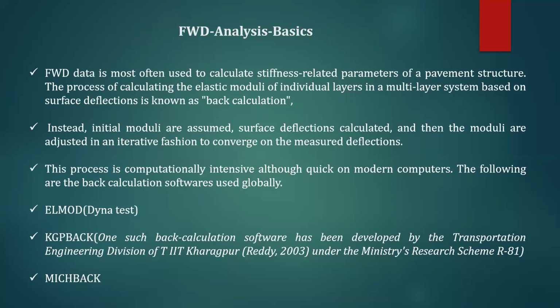Now, what are some of the fundamental basics whenever I talk about FWD? FWD, falling weight deflectometer data, is most often used to calculate the stiffness, that is, elastic modulus or resilient modulus related parameters of the pavement structure. The process of calculating the elastic modulus of individual layers in a multi-layer system is based on surface deflections. By using the falling weight, what is meant by falling weight actually? Weight is falling from a certain height.